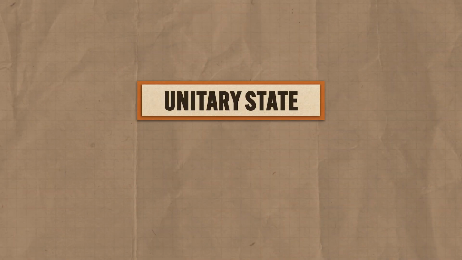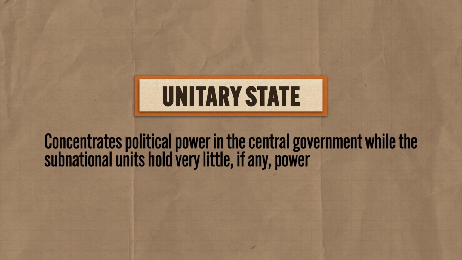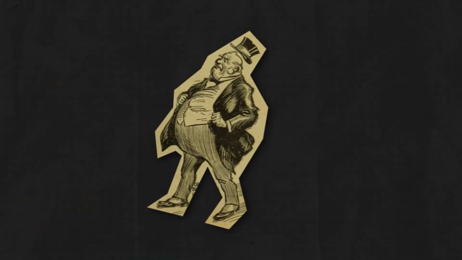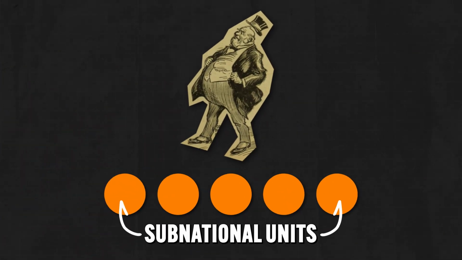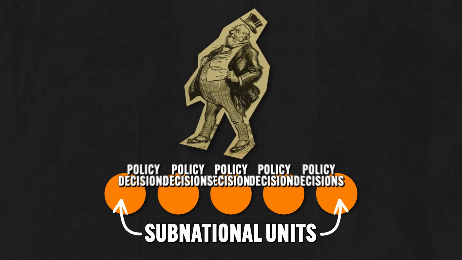Okay, a unitary state concentrates political power in the central government, while the subnational units hold very little, if any, power. In other words, this is a top-down approach to political power. Big Daddy government sits on top and all the subnational units do his bidding. The central government makes all the policy decisions, and then those are applied throughout the territory without exception.